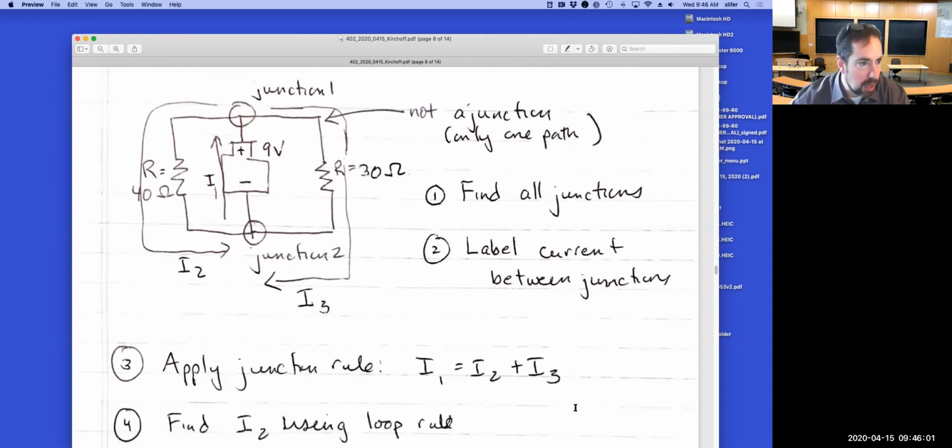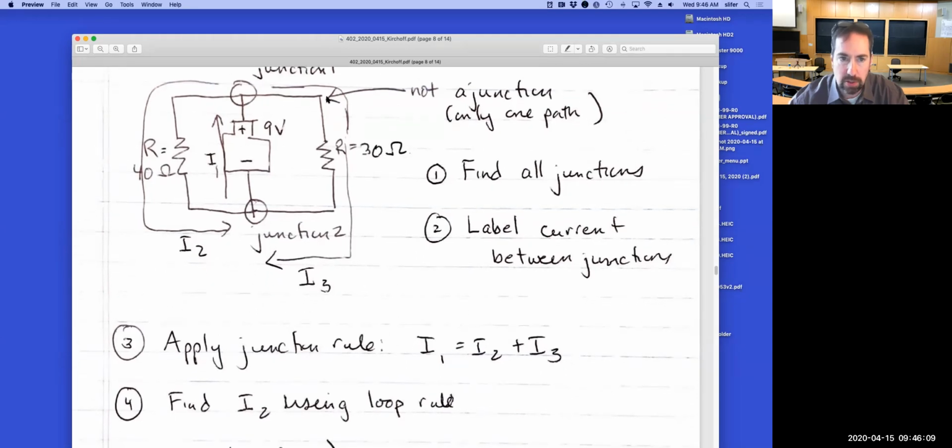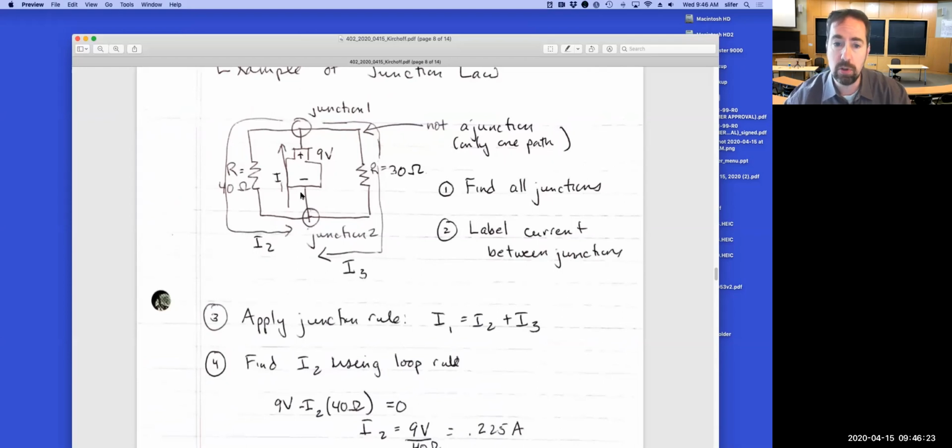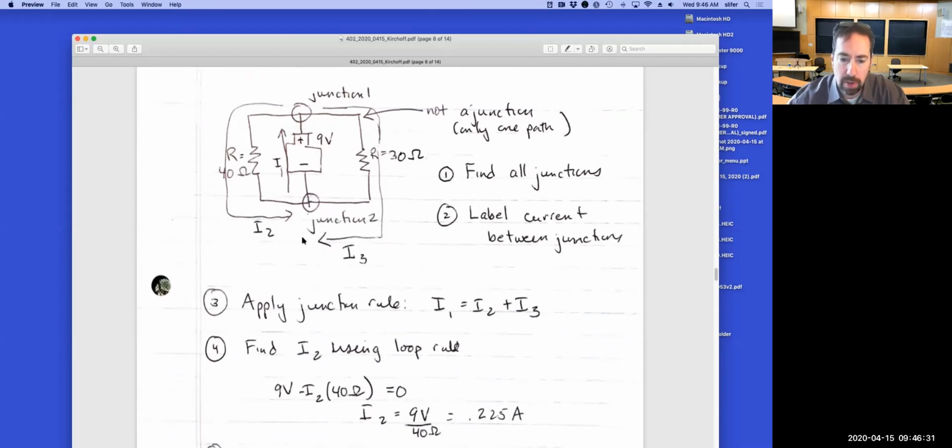Fine. So let's try to break down what we can do next. We can now find I2 using the loop law. This is a little bit subtle, but what we have here is a loop here and a loop here. So we could apply the loop law on both of those loops. I only showed you examples so far with a single loop, but now we have a circuit with 2 loops. You can apply this on any loop that you find in a circuit. So my loop law is that the sum of the potential changes around the loop is going to be equal to 0. Let's focus on this loop right here.